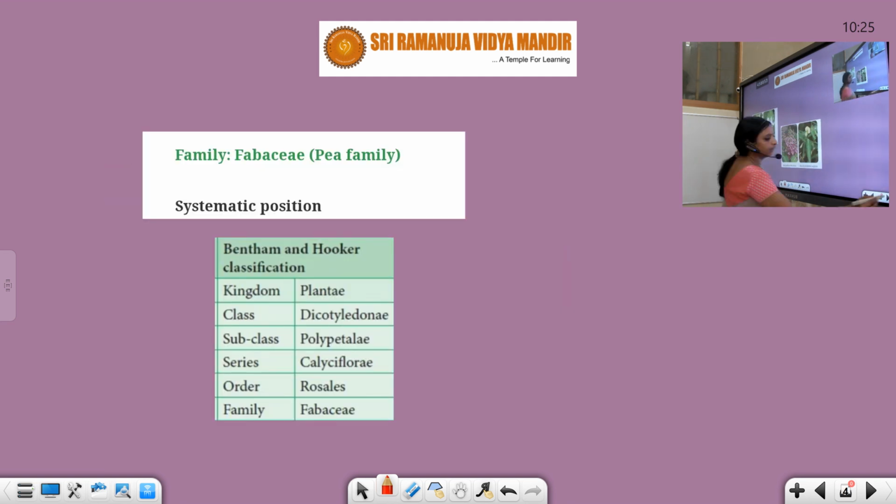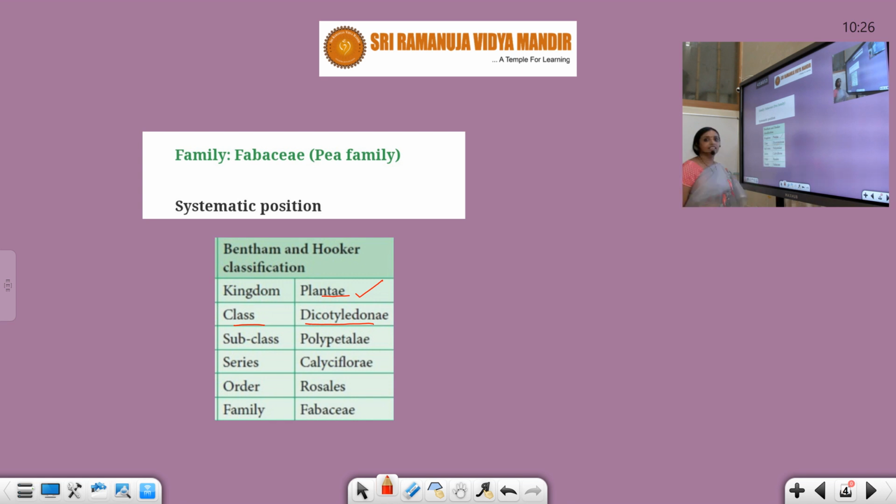So let's see how it is taxonomically arranged, the systematic position of this family. According to the natural system, the Bentham and Hooker classification, it belongs to kingdom Plantae. As we are describing a plant, it is kingdom Plantae. And the class is dicot, Dicotyledonae. Dicot means which characters it has? Taproot system, pentamerous flowers, reticulate venation, and two cotyledons in the seed. These are some characters of dicot.